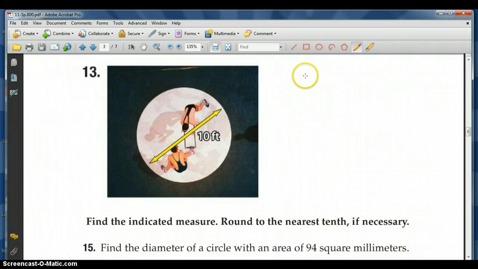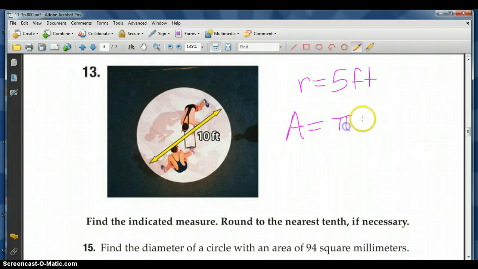Number 13, our diameter is 10 feet, therefore our radius is half of that, or 5 feet, and our area is equal to pi times radius squared, or 25 pi. So pi times 5 squared to the nearest tenth is 78.5 square feet.